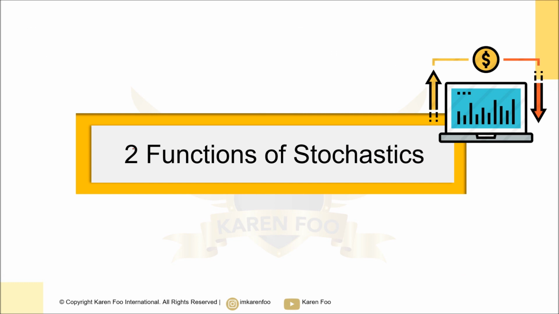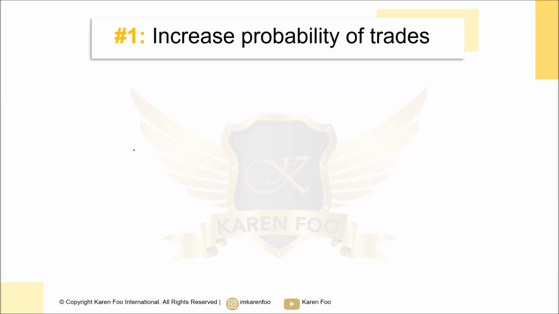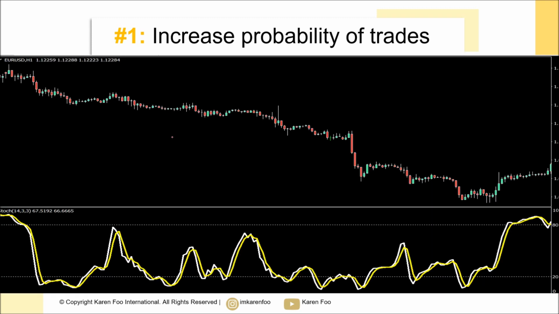Okay, so two main functions of stochastics. First thing is it increases the probability of your trades. If you are just using candlestick patterns to trade, you would get a lot of false signals. Understand what I'm saying? Of course, there are some people who use naked charts. They just trade with candlestick patterns and just based on chart patterns and market structure. But personally, I would feel that it's better to add one more confirmation, because the thing is, price doesn't show you overbought and oversold levels.